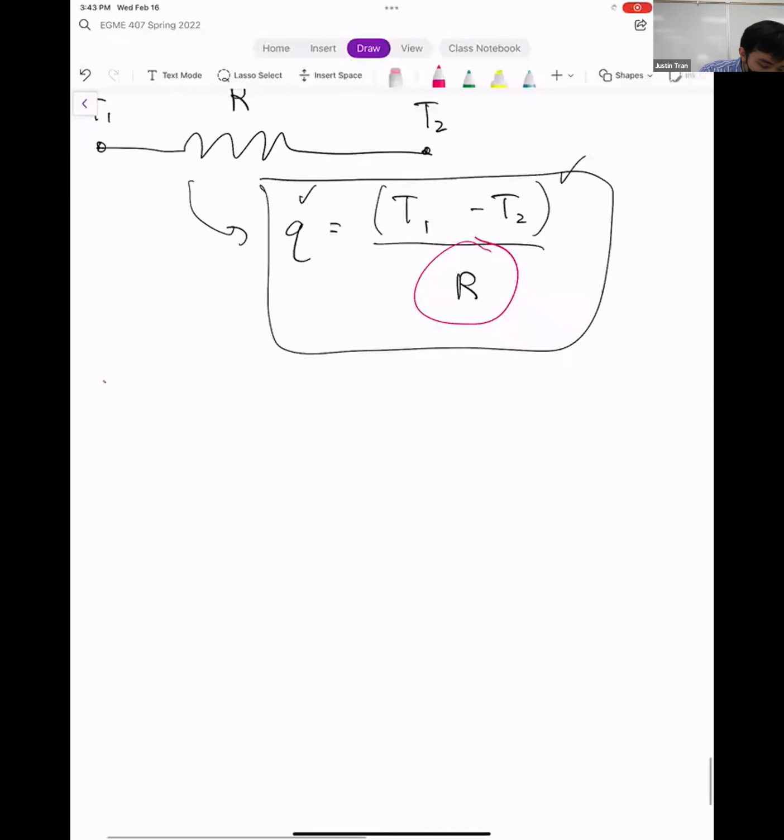And so one way that you can interpret the shape factor equations is to say that we can think of it in terms of a thermal circuit.